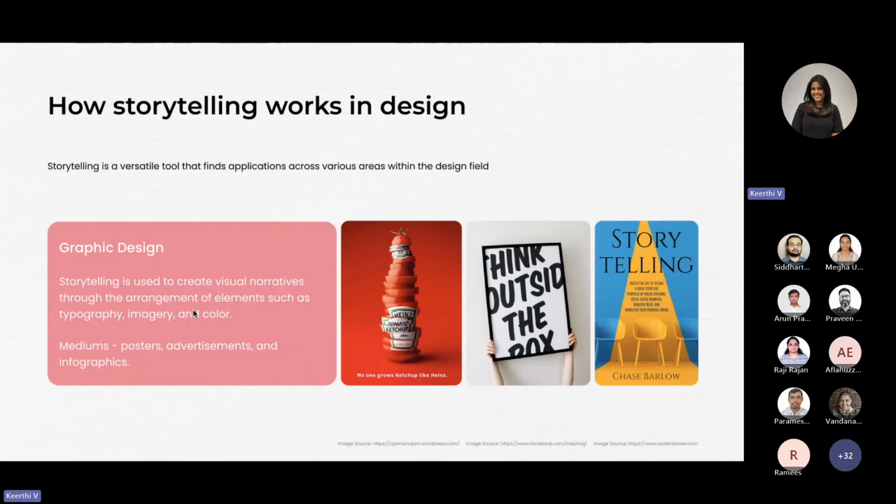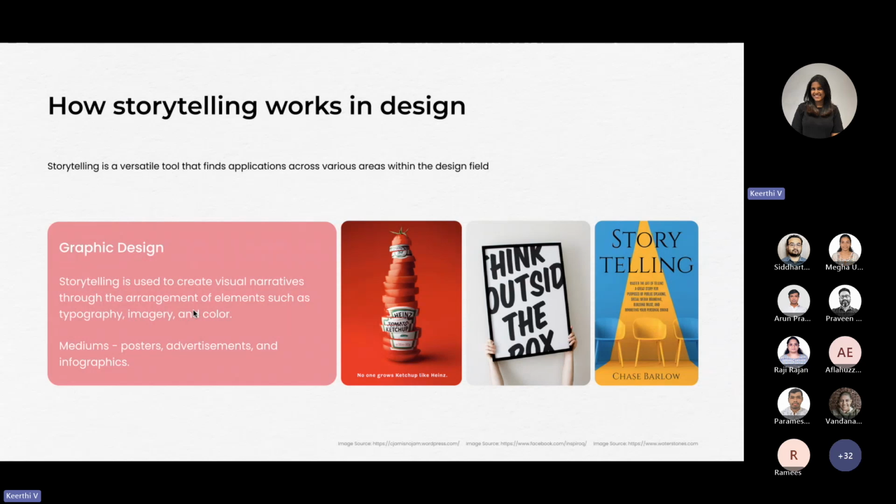So here we can see the ketchup poster, right? We do not have to actually read anything. We know what they are trying to convey. They are using the fresh tomato sauce. So that is a very simple way to just tell you the story through the visual effects.